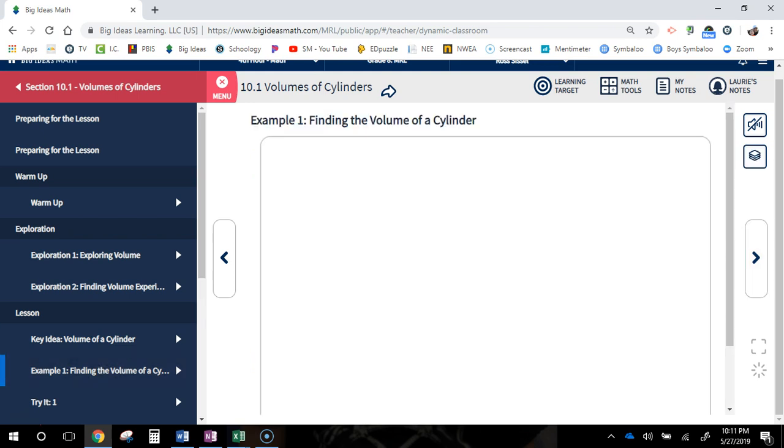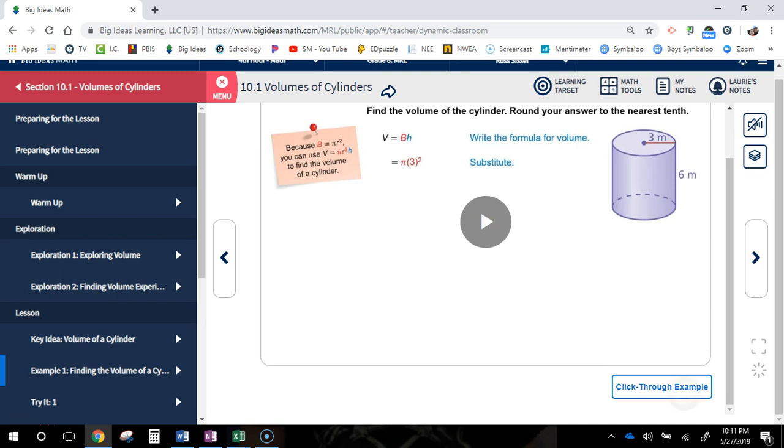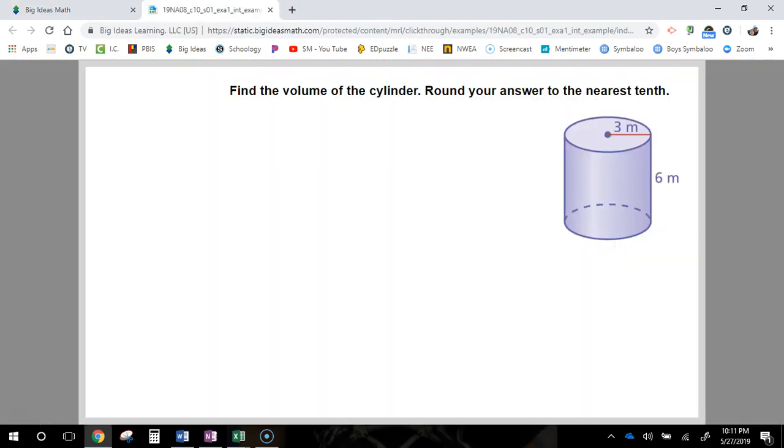Maybe not. Okay, I'm going to go to example 1, and here it is. Remember, on Big Ideas, you have two options. You can go ahead and hit play, and they'll go through this, or I can click on step by step. So that's what we're going to do. So this is the problem you're solving.